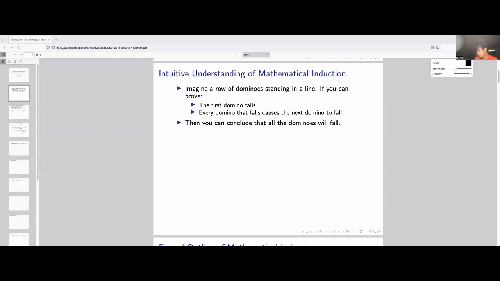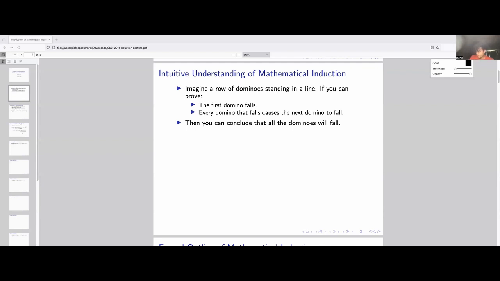Let's talk about induction. So, what is induction or mathematical induction? It's a proof technique. Here's a way in which you can think about it. Let's say I have an infinite row of dominoes. Pretty much one domino is going to knock down the next domino, and that's going to knock down the next domino, and so on. So eventually, every single domino will fall.